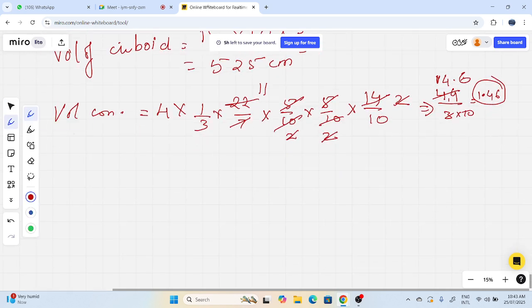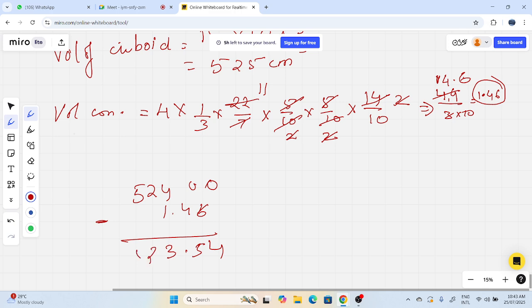So from the cuboid, that is 525, subtract 1.46. That will be your answer. 10 minus 6 is 4, 9 minus 4 is 5, and 4 minus 1 is 3. Then this is 2 and this is 5. So centimeter cube. This should be your answer.